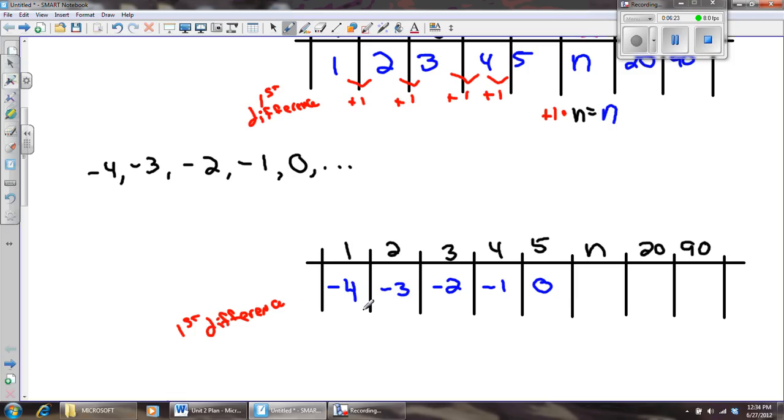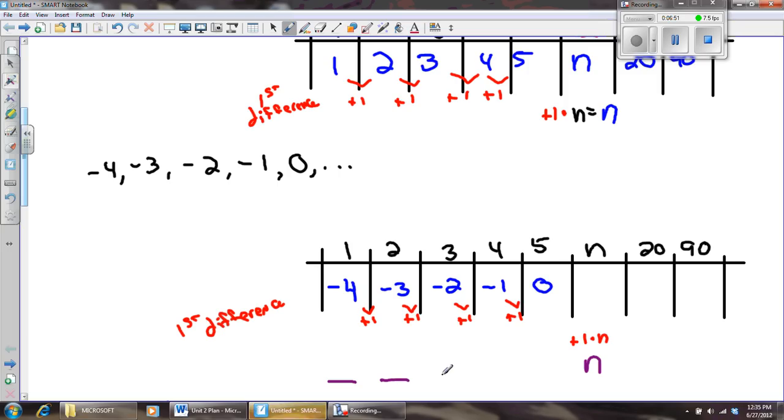Well, it's looking like it's going to be +1, +1, +1, +1. So it looks like my nth term will be something like +1 times n, or better yet, just plain old n. And I'm going to write that in purple because in this case, it's not going to be exactly that. So I'm guessing that my pattern might be n.